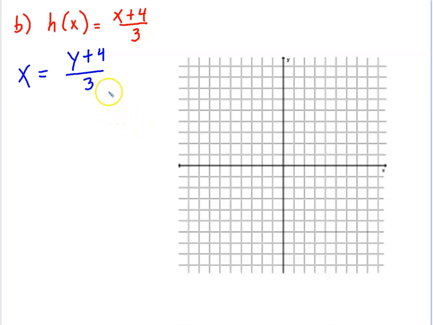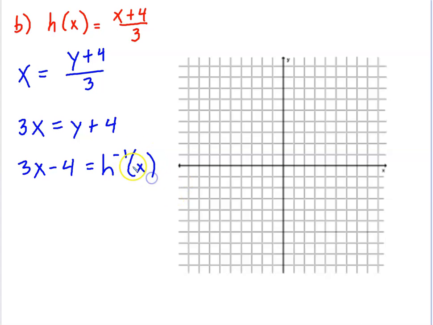So to solve for y, I got 2 steps, and I got to do them in the correct order. My first move would be to multiply by 3. And then the final move to solve for y would be to subtract 4. Now that I'm down to solve for y, I want you to show me the notation that means the inverse of. So I started with function h. I'm down now to the inverse of h. That little -1 looks like an exponent, means the inverse of.